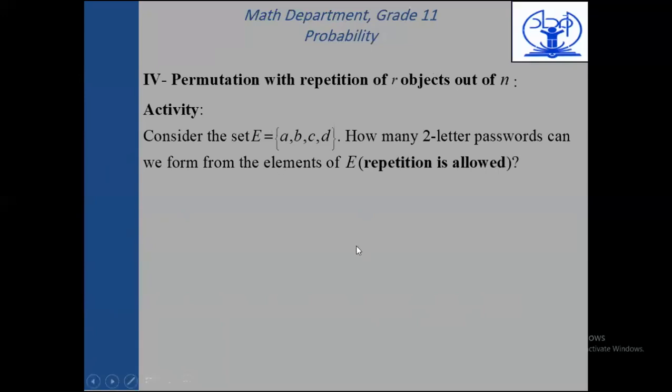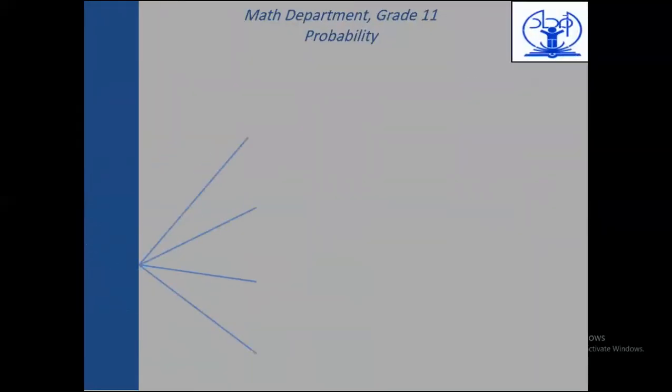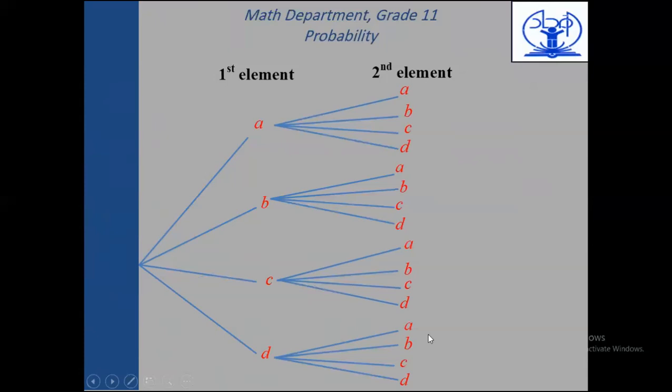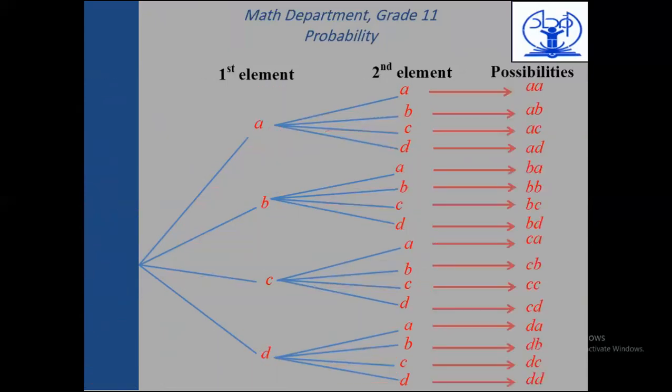Actually, this is called a 2-list. So the number of options for the first letter is 4. But the number of options for the second letter is also 4 because repetition is allowed. So by the fundamental counting principle, you have 4 times 4, 16 options. So actually, you don't need to list. We're just listing this because we're explaining the chapter for you.